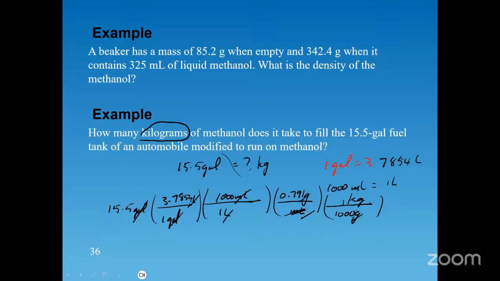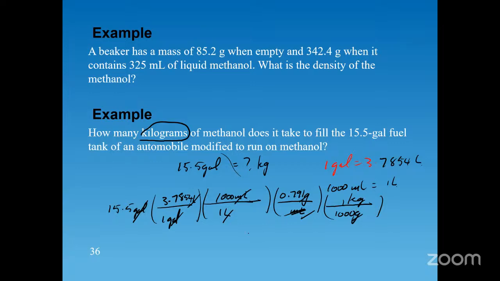And then we do the number crunching: 15.5 times 3.7854 times 1,000 times 0.791, and then divide by 1,000.